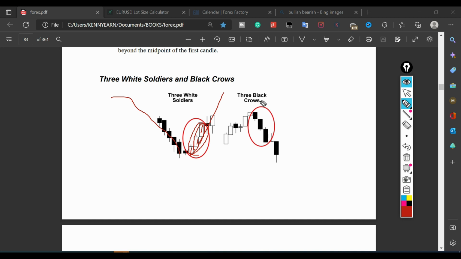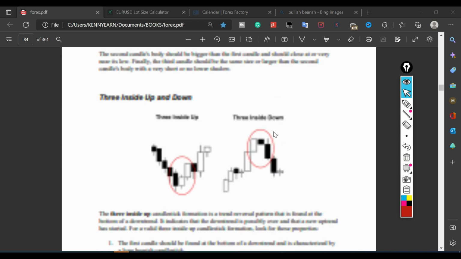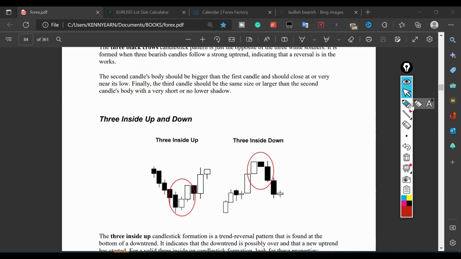And then 3 black crows: when you see 3 consecutive black candles, or sellers' candles, after the market has trended for a while, that's a sign of reversal. The market is going to change direction from there. All right, and then this one too, 3 inside up and 3 inside down, still a reversal pattern to make the market buy.